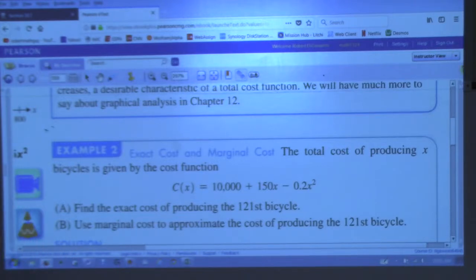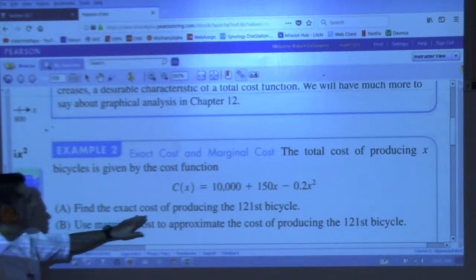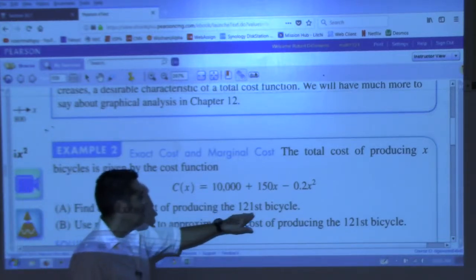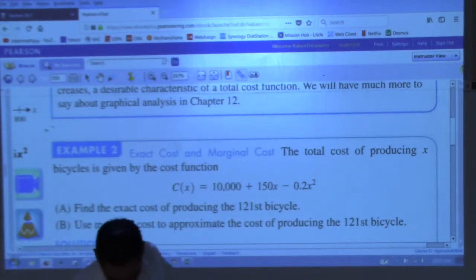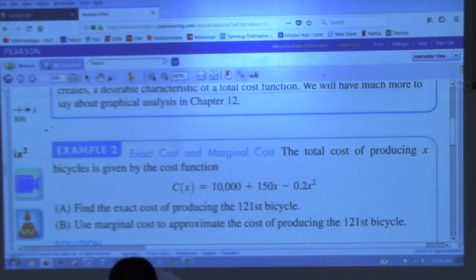Okay, look at this one here. Exact cost and marginal cost, same two ideas, all right? Find the exact cost of producing the 121st bicycle. So you've got this function, it's the cost of producing x bicycles, there it is. So what is part A asking us for? I'm going to call on somebody.